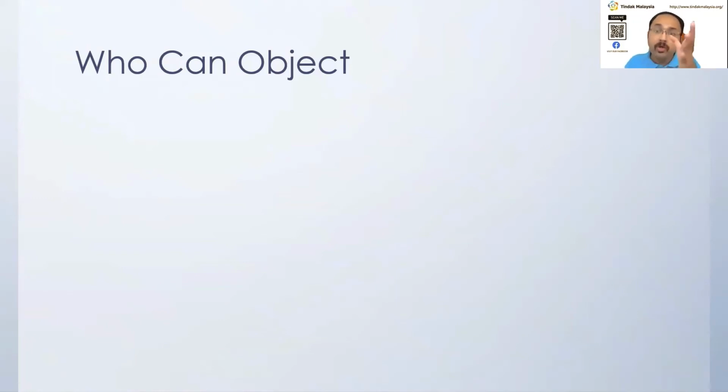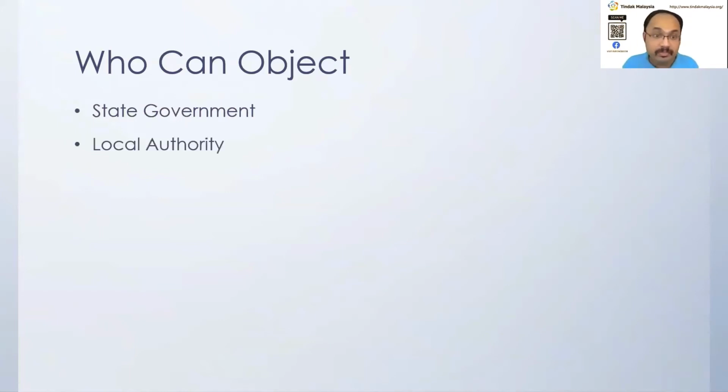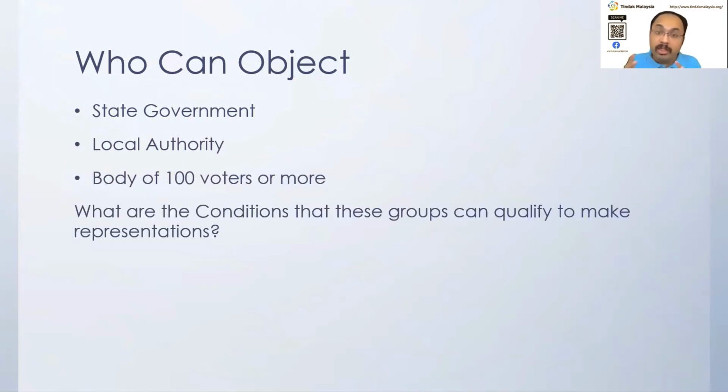Okay, now, who can object? This is very important. As a matter of fact, the crux of the webinar is about 3 groups of people: the state government, local authority, and a body of 100 voters or more. Okay? But we must understand, it's not as straightforward that the state government can object, or you can proceed and object, or even make a support statement. We need to know what are the conditions that qualify your group to make this representation.